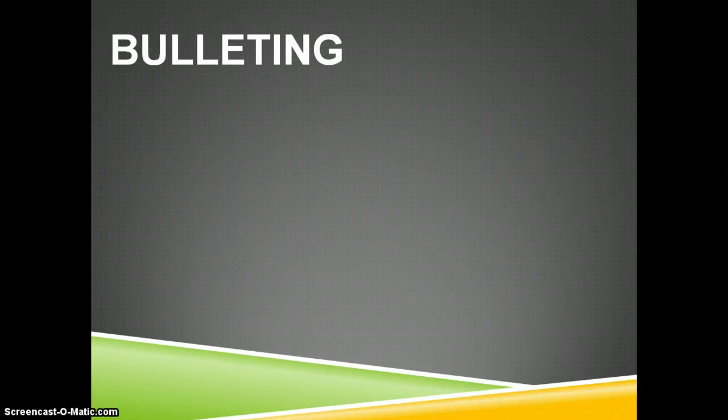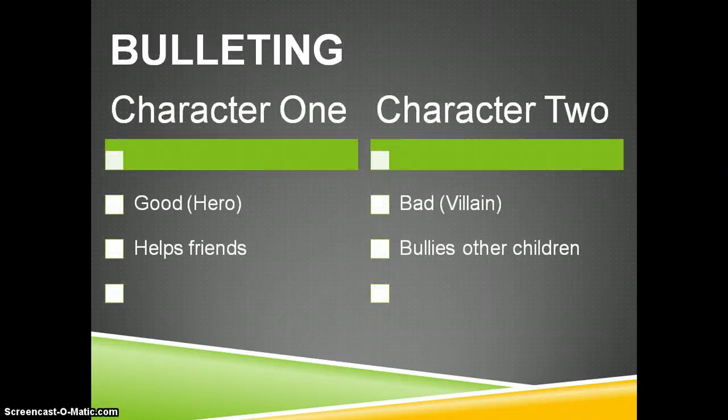Bulleting is a type of brainstorming because it helps people write down a list of words or phrases that relate to the topic. A phrase combines words to form incomplete sentences while explaining the topic. This method is used to sort ideas by writing down anything that relates to the topic. Character 1 is good. He is the hero. He helps his friends. Character 2 is the villain. He is the bad guy that bullies other children.